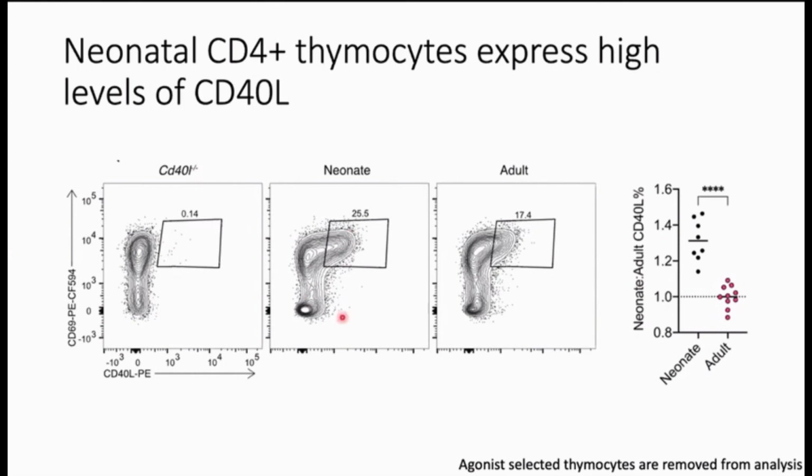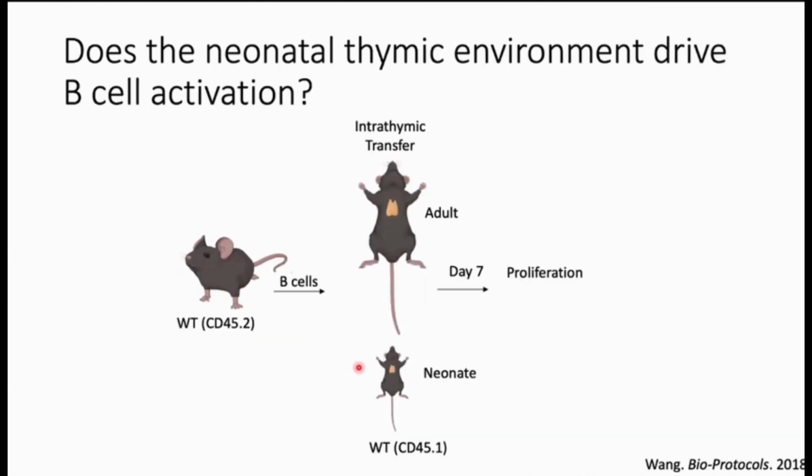So this is really looking at just developing thymocytes that would eventually become your conventional alpha beta T cells in the periphery. Now this just may be something that we've identified within the neonatal environment, but this is not actually driving that B cell activation that we're seeing.